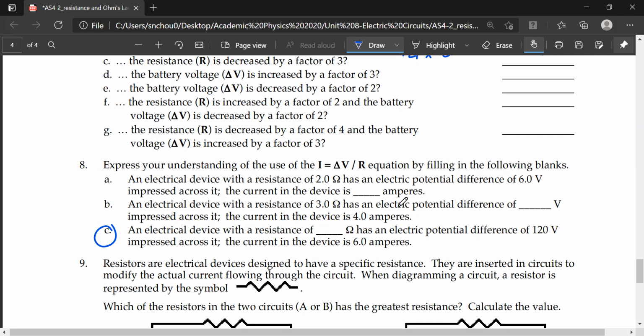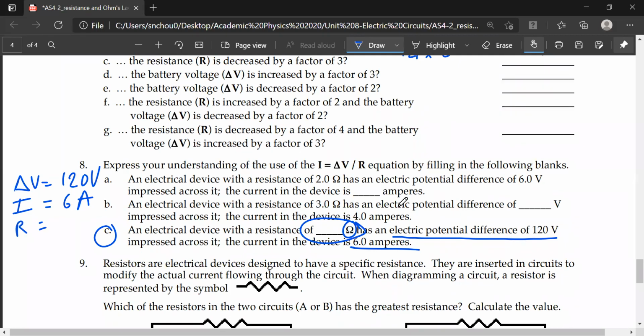So in this type of problem, you're actually given the values of the variables. It's not the other type of reasoning. It says an electrical device with a resistance blank, in other words, question mark ohms, has an electric potential difference of 120 volts. So you're given delta V, that's the 120 volts. And you're told that the current in the device is 6 amps. So I is 6 amps. So the question is, what is the resistance, right? Blank, this symbol here, that is the unit of resistance. So what is the resistance?